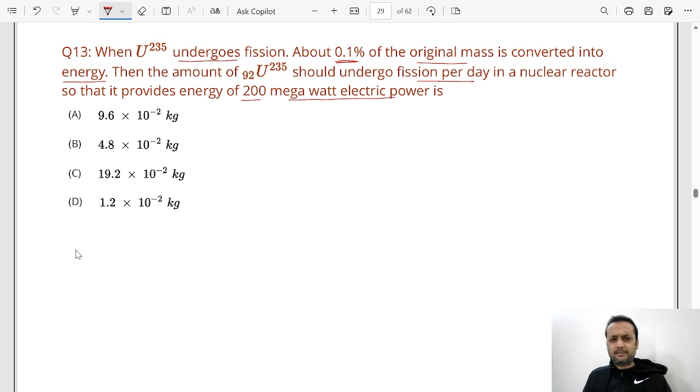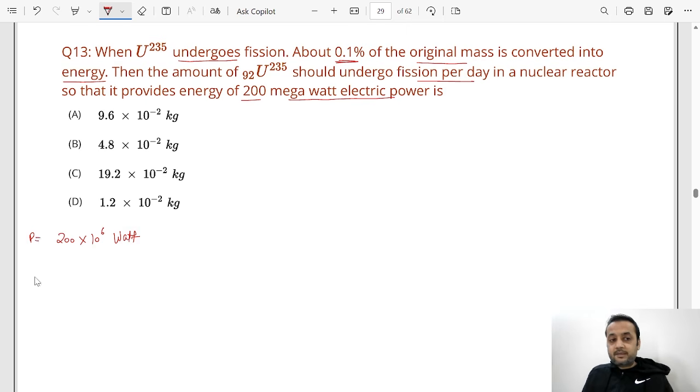Now understand the meaning of 200 megawatt. So look, mega means 10 to the power 6. So this much watt should be the power of the reactor.